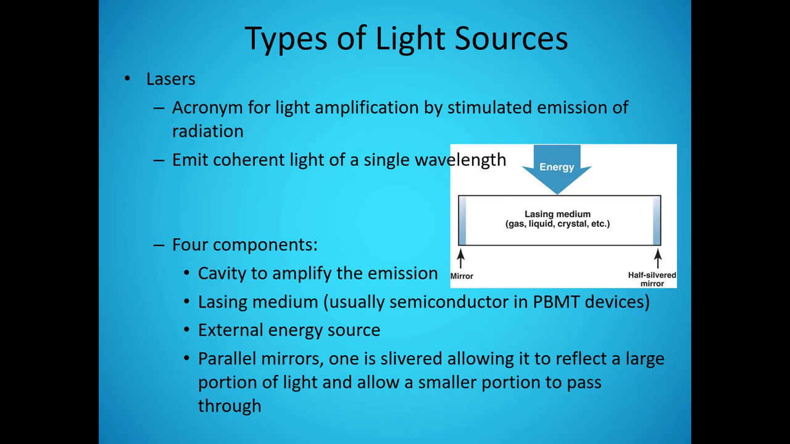Laser energy production requires 4 components. An amplifying chamber or resonating cavity in which the stimulation and amplification take place. A lasing medium, which may be a gas, liquid, crystal, chemical, or even a semiconductor that is placed in the amplifying chamber. We need an external source of energy, either electrical, chemical, or optical, and a pair of mirrors at either end of the amplifying chamber, only one of which is half silvered, meaning it reflects.